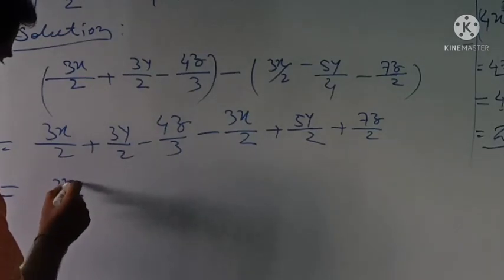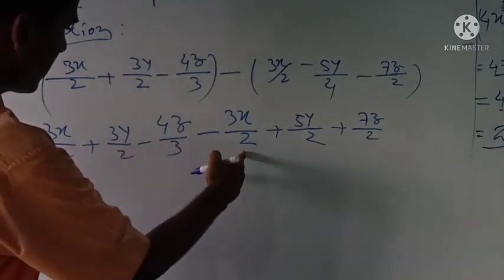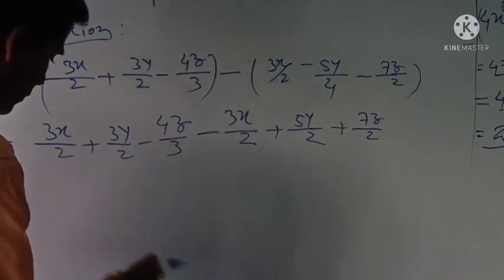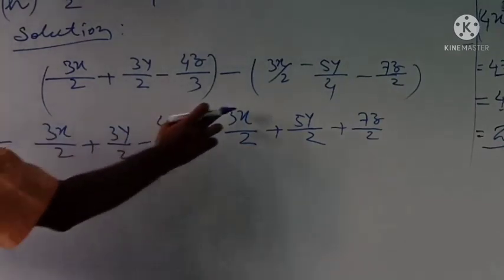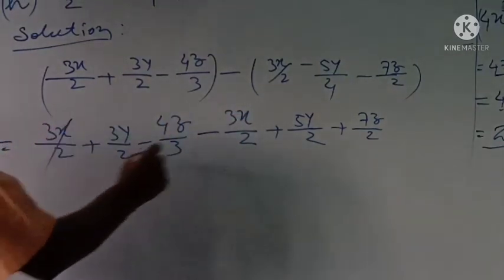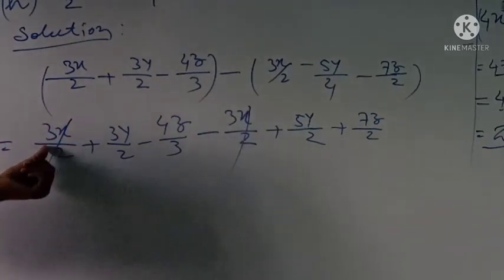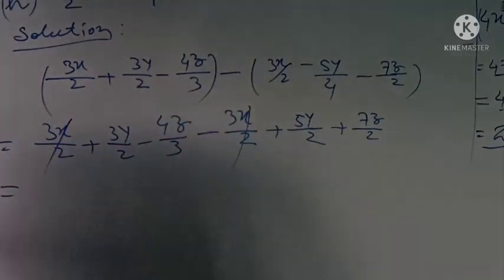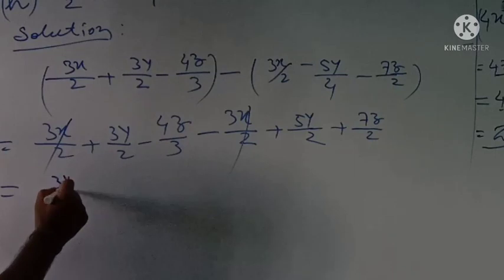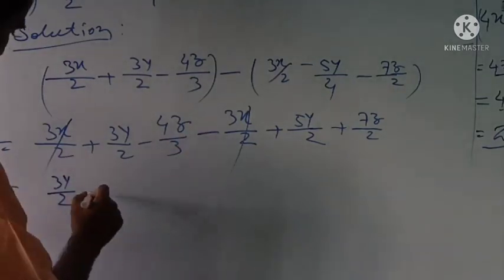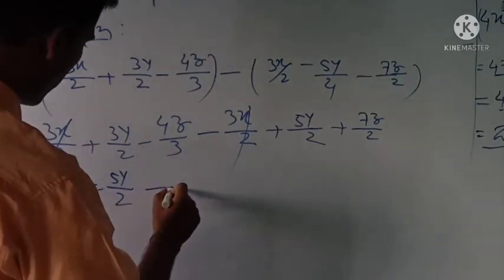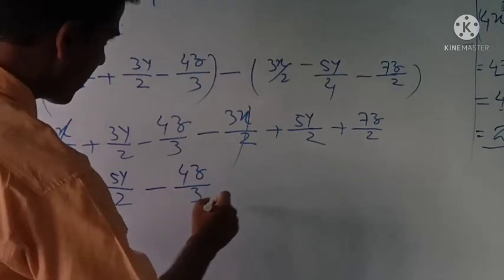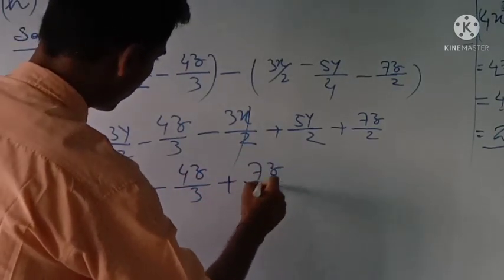So thrice x by 2, and where x is there, this is thrice x. Now see, this thrice x by 2 is positive, before thrice x no sign, that means plus, and this thrice x by 2 is negative, so thrice x by 2 cancel. Okay, thrice x by 2 minus thrice x by 2 equals 0, is it? Now next step, see, thrice y by 2, okay, then plus 5y by 2, okay, then minus 4z by 3 plus 7z by 3.